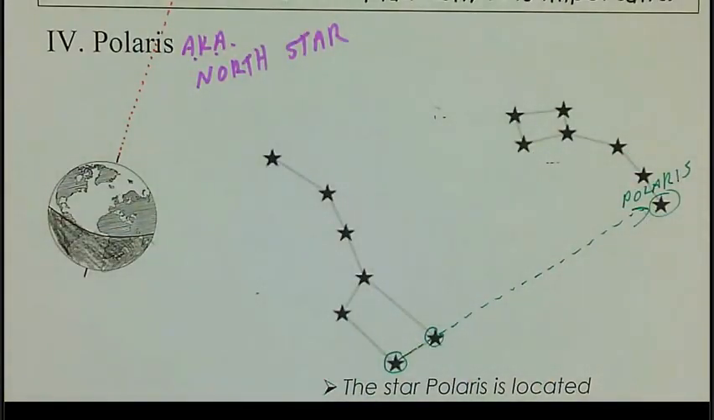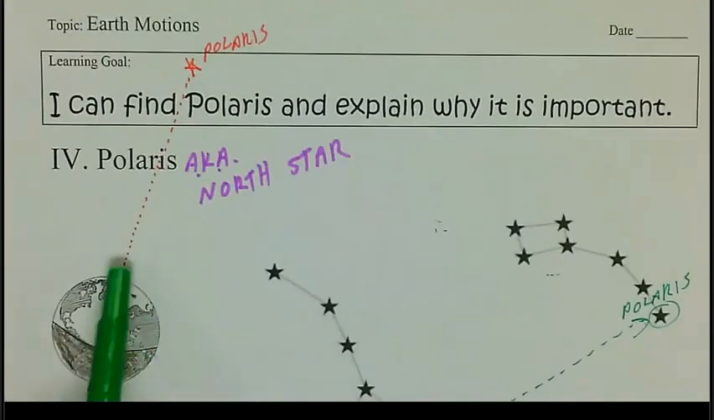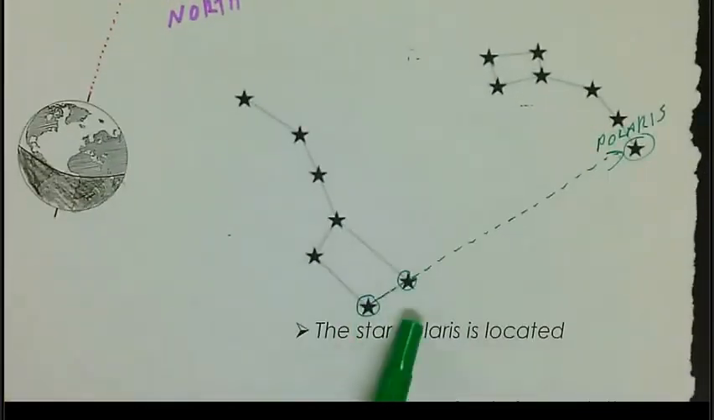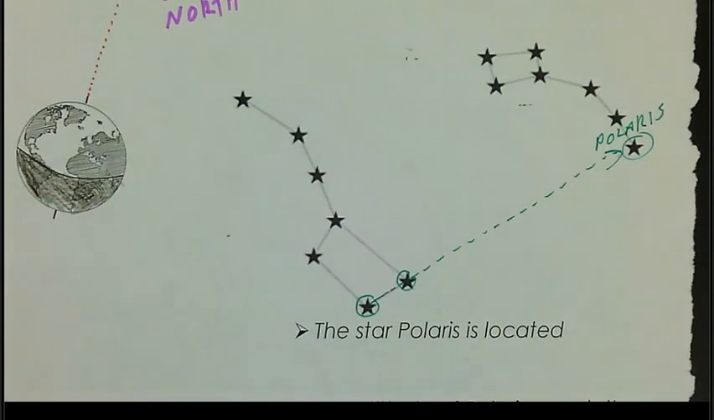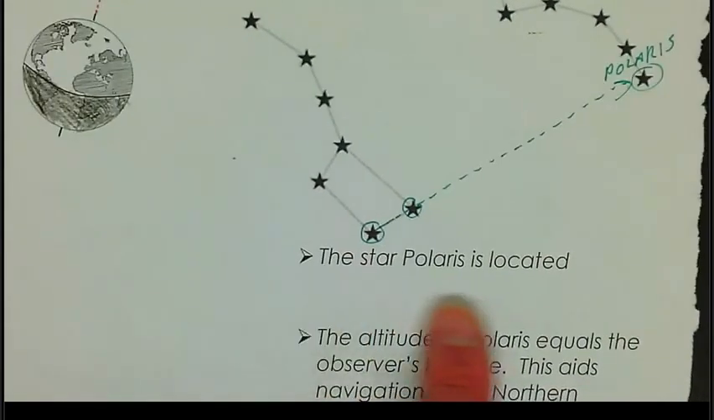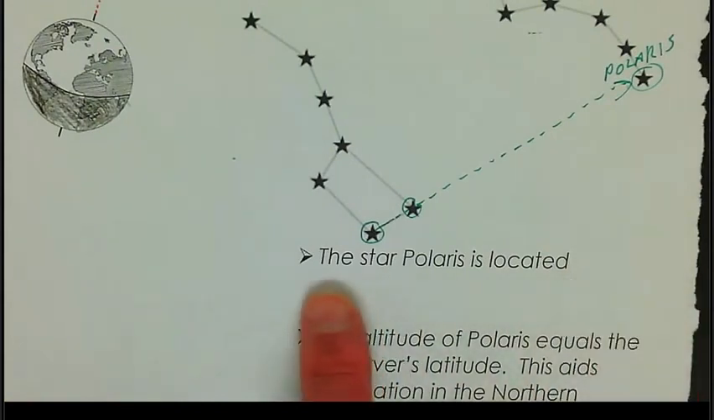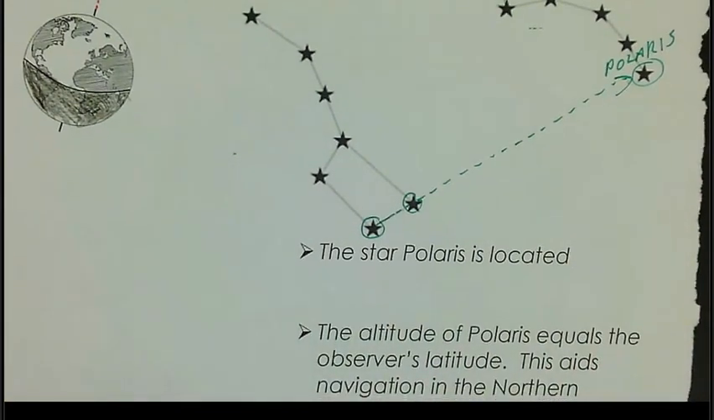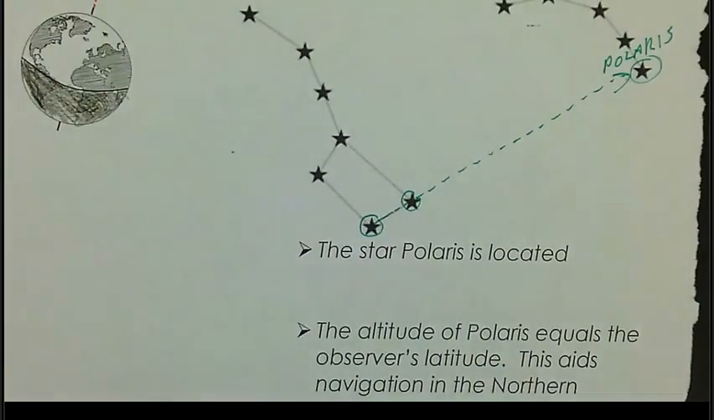So a couple ways for you to find Polaris. We know it's going to be directly above the North Pole. We can find it using the pointer stars, and we know it's the middle of any star trails that we see. So the star Polaris is located above the North Pole. In this picture here, can you find Polaris?